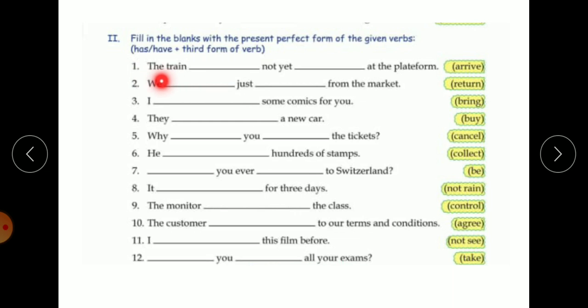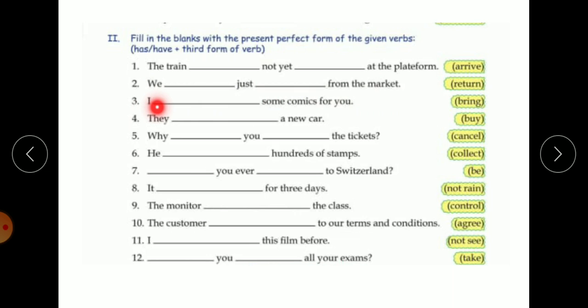Train is singular. So you'll be putting has. Not yet. The third form of arrive, arrived at the platform. The train has not yet arrived at the platform. Now coming to second one, we. We is plural. So we'll be putting have. Just. Third form of return, returned from the market. We have just returned from the market.